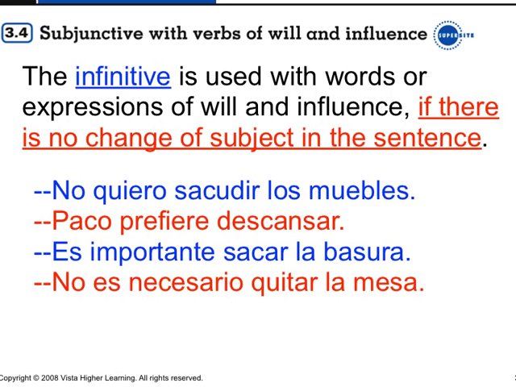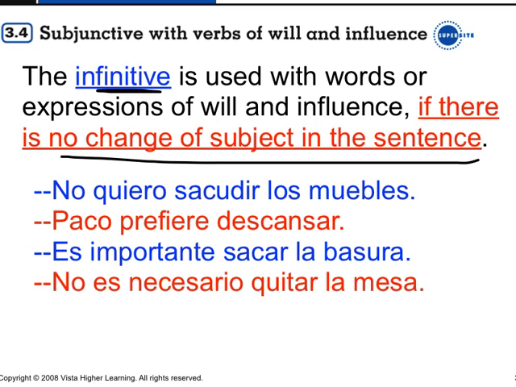So now I hope you understood the idea of having a change in subjects from the main clause to the subordinate clause. Because in Spanish, the infinitive will be used with words or expressions of will and influence if there's no change in subject. So therefore, you're not going to be using the subjunctive. There's no subordinate clause. We just have one main clause because we don't change subjects.